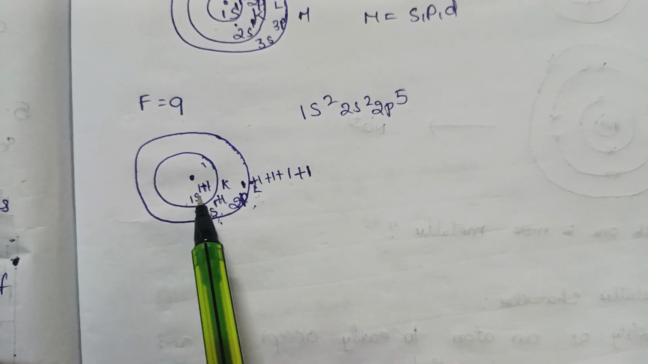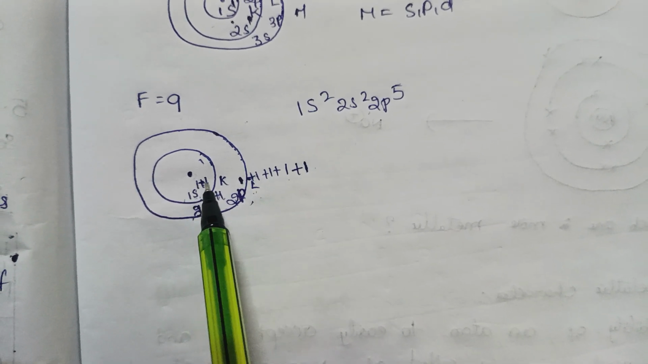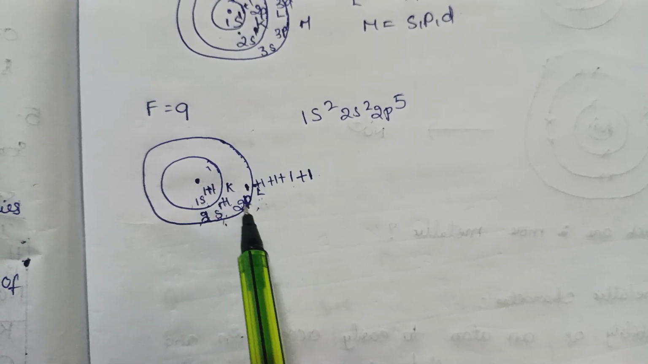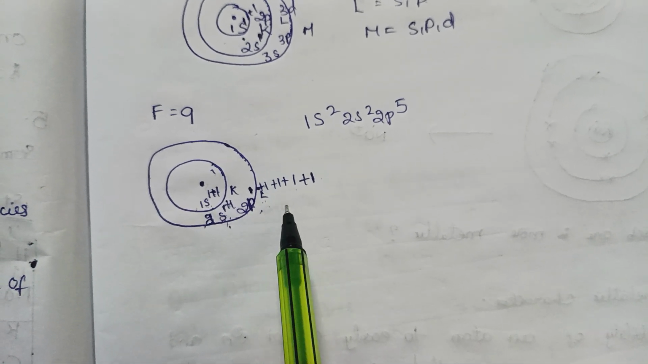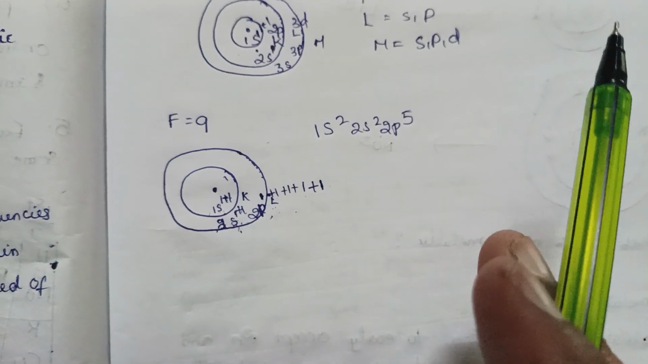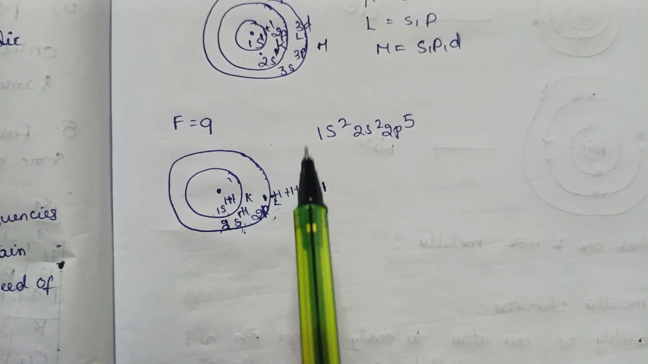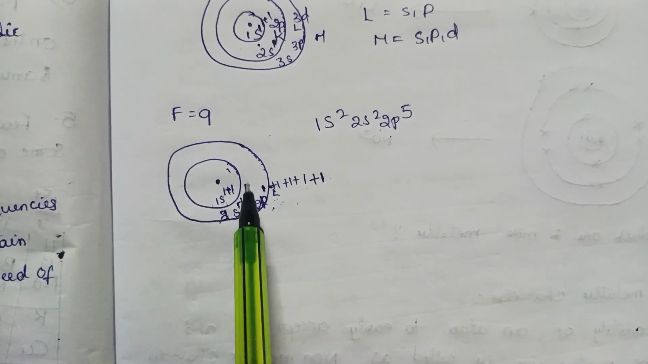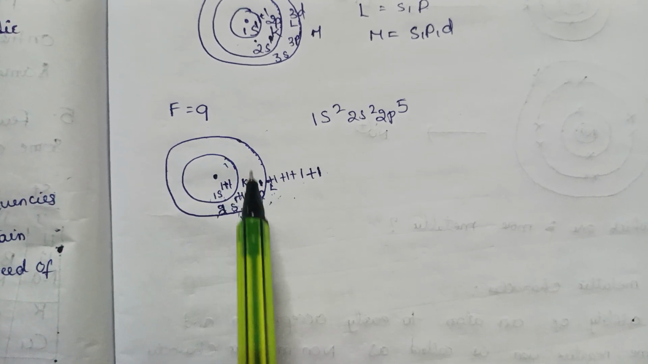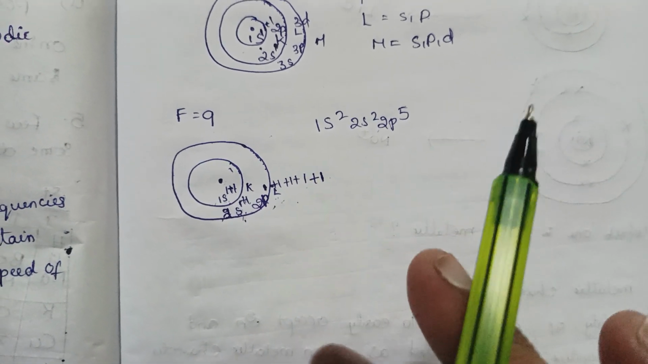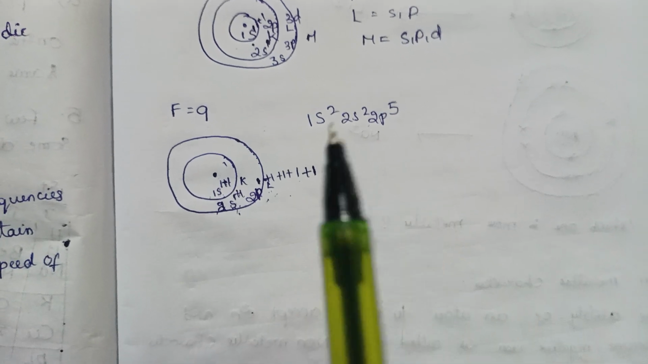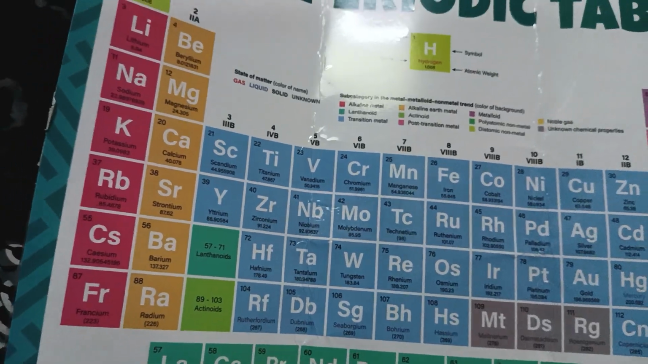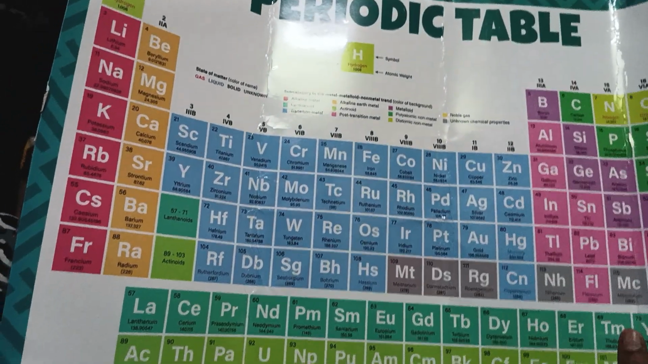First we have to fill the 1s orbital, then the 2s orbital. After filling 2s, then 2p has to be filled. Like that Niels Bohr said, physical and chemical properties can change only by the filling of electrons, not by protons. Only this definition was modified. So this is called the modern periodic table of Moseley.